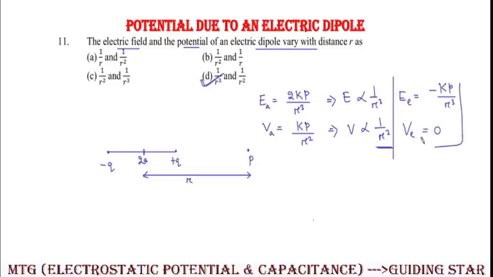So these are the specific locations. In a general sense, the electric field varies inversely with the cube of r, and the potential varies inversely with the square of r. Clear? So option D will be the correct one.